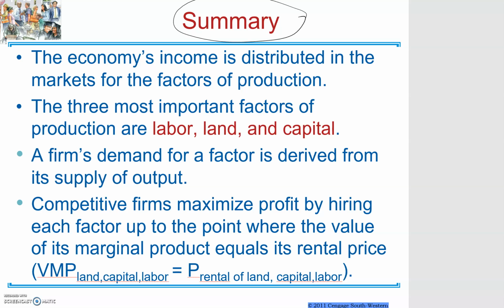So we go to the summary. So the economy's income is distributed in the market for factors of production.